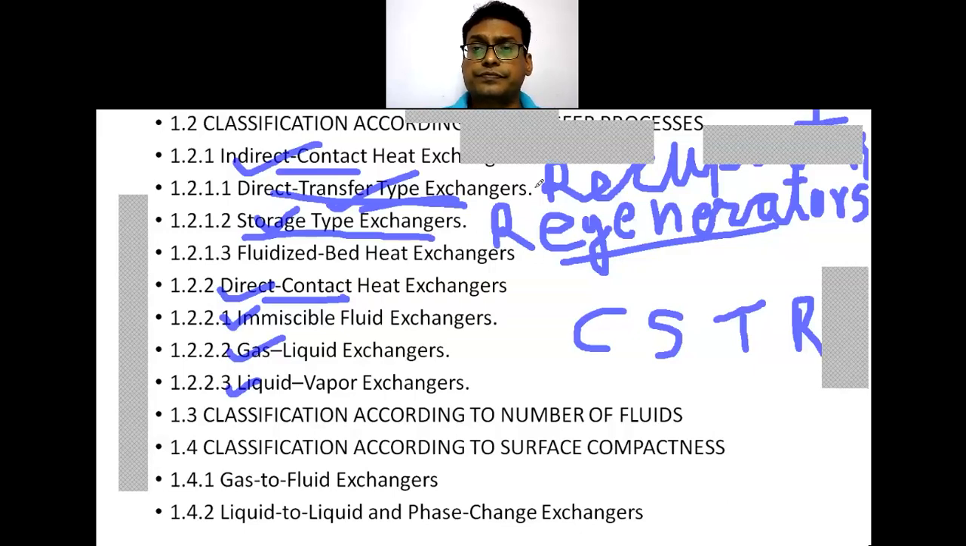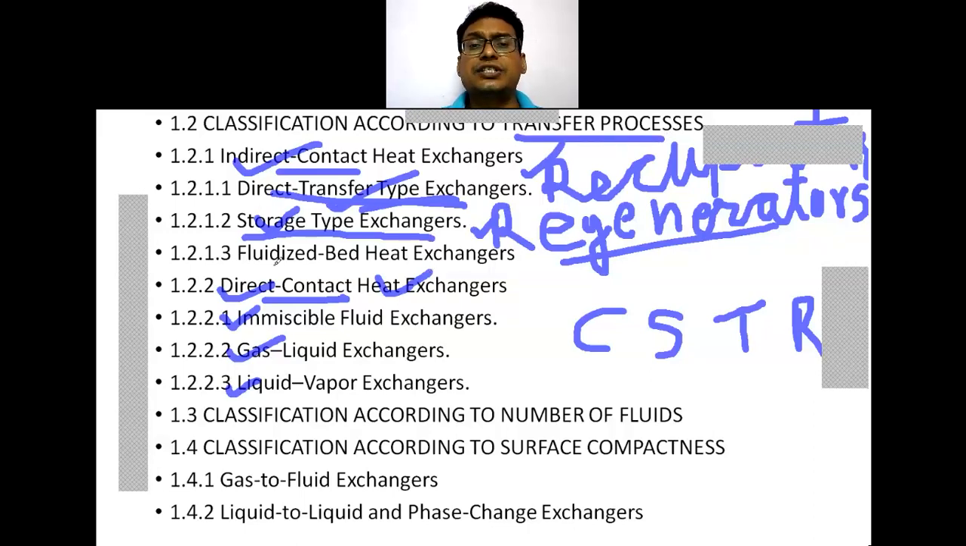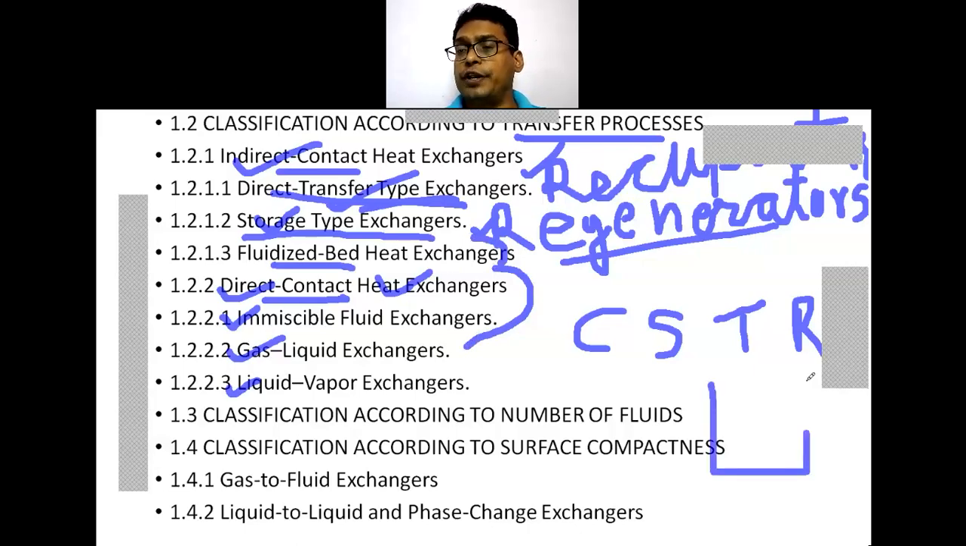So regenerative, recuperative, and the third one is the direct contact type. This is according to the transfer processes. And next is the fluidized bed heat exchanger. In a fluidized bed heat exchanger, there can be direct transfer or indirect transfer. That depends on the arrangement of the fluid.